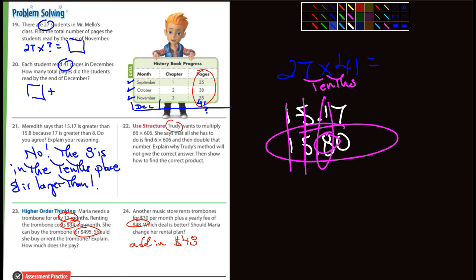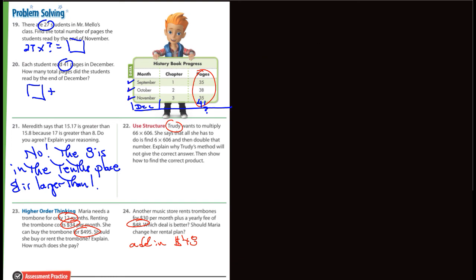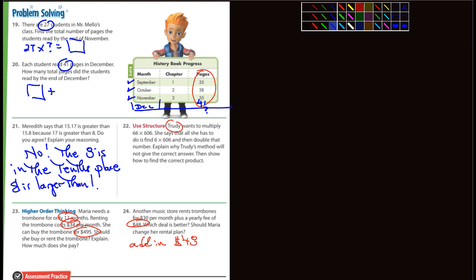22. Trudy wants to multiply 66 by 606. She says that all she has to do is find 6 times 606 and then double that. Explain why Trudy's method will not give her the correct answer. Trudy's obviously not one of my students, because that's not too smart what she's thinking there. That 6 times 606, if she just doubled that, it would not be the same as 66.